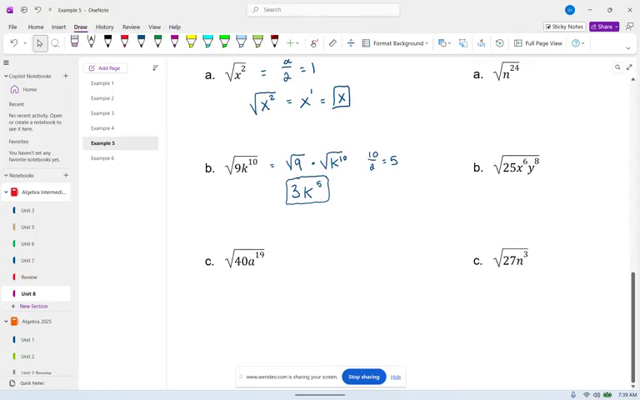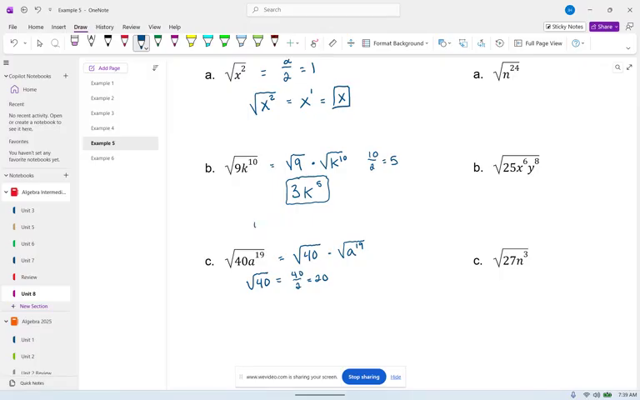It'll take a little bit more time, but we're going to split it up into the square root of 40 times the square root of a to the 19th. So we'll look at the square root of 40 first. And that's not a perfect square. So I'm looking at maybe 40 divided by 2, which is 20.